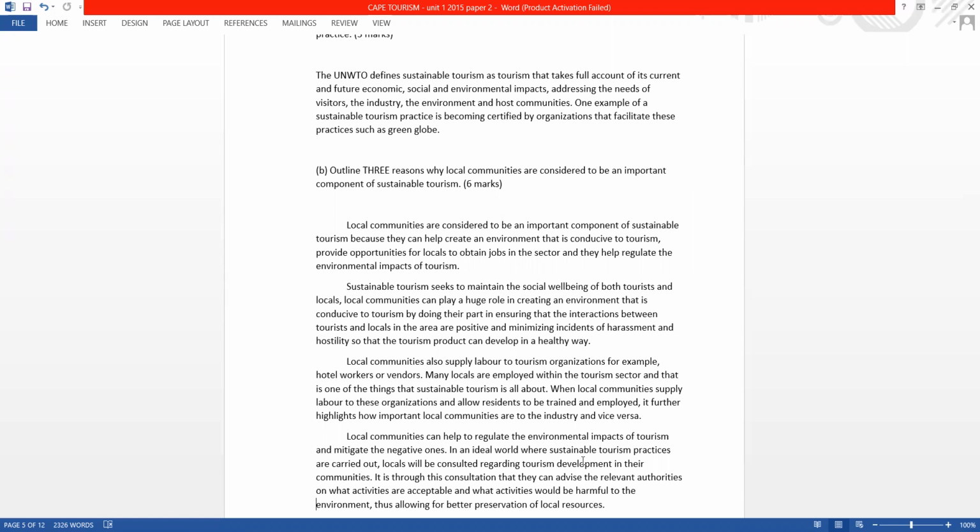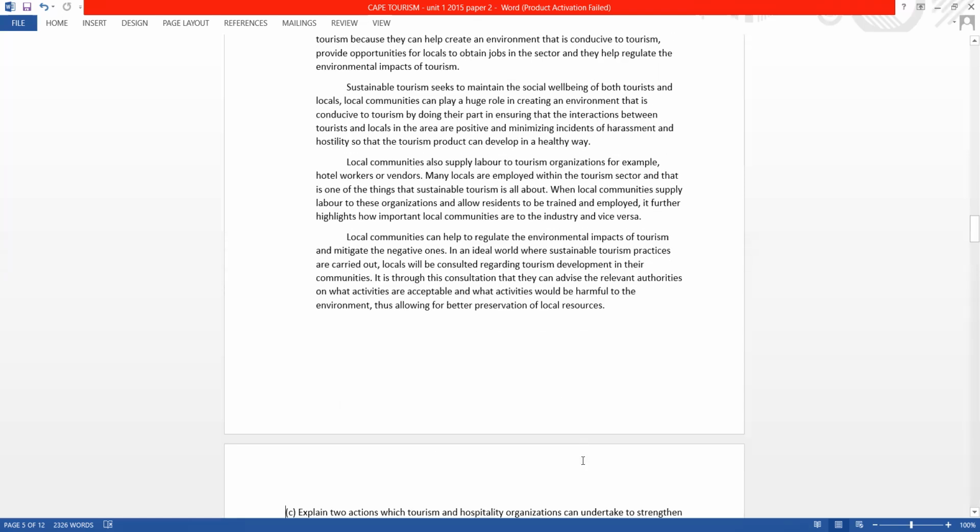The third one now says that local communities can help to regulate the environmental impacts of tourism and mitigate the negative ones. In an ideal world where sustainable tourism practices are carried out, locals can be consulted regarding tourism development in their communities. It is through this consultation that they can advise the relevant authorities on what activities are acceptable and what activities would be harmful to the environment, thus allowing for better preservation of local resources.